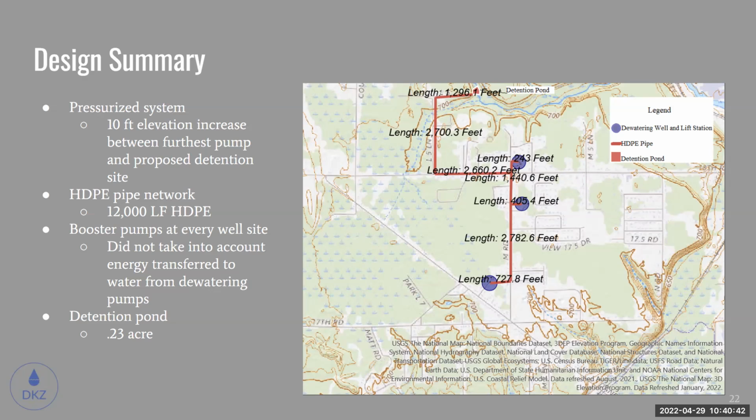The HDPE pipe network will be about 12,000 linear feet long. And then we are including booster pumps at every well site because the other team that was designing the dewatering wells was doing their pump design at the same time that we were. So we couldn't really take into account the head of the dewatering wells because we weren't sure what pumps they were using yet. And there's also going to be a detention pond.